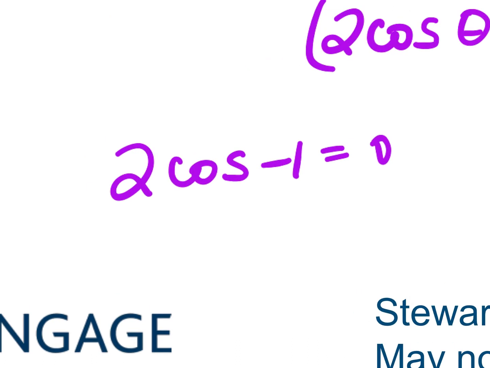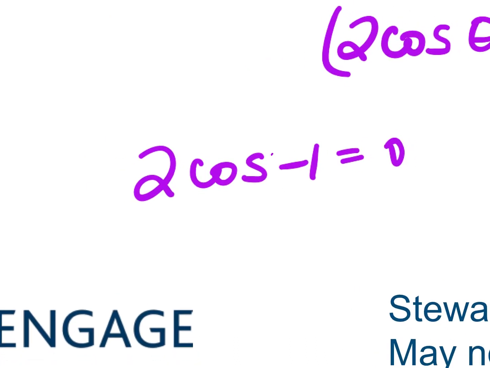So now I'm going to go over here and I'm going to say, all right, I want to get my cosine theta by itself. So what do I do? Add 1. So I have 2 cosine theta equals 1. Then what? Divide by 2. See, a second ago, you guys were like, oh my God. Now it's super easy. What's cosine again?